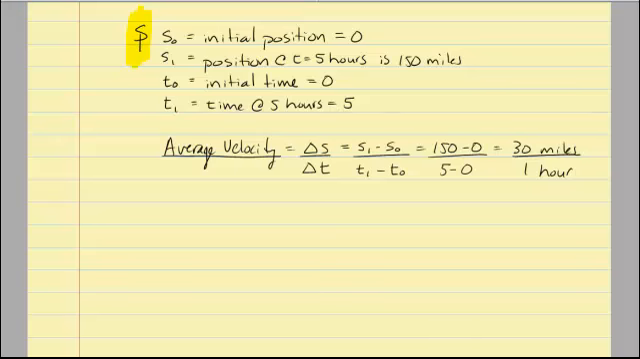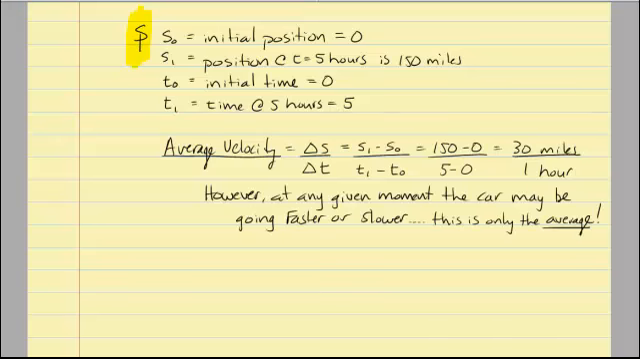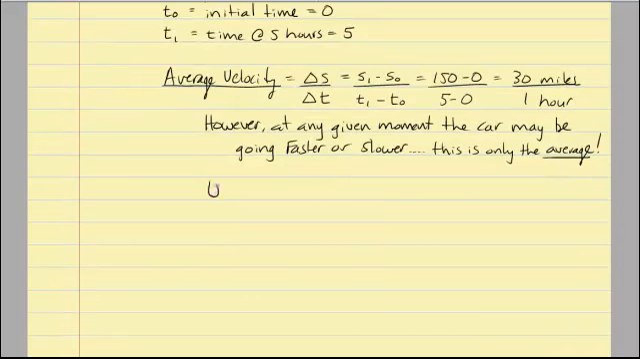So another interesting thing to think about is our initial position was at 0. We drove 150 miles to our final destination. During that time, our average rate of speed, or our average velocity, was 30 miles per hour. Sometimes we were going slower, sometimes we were going faster. Unfortunately, we can't find instantaneous velocity with this particular formula.